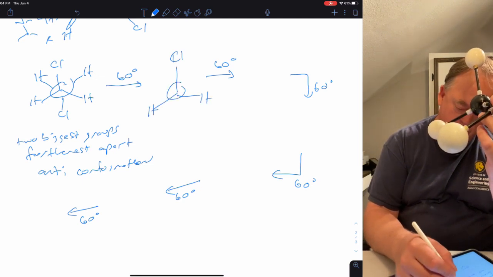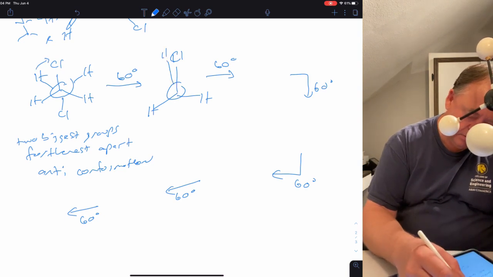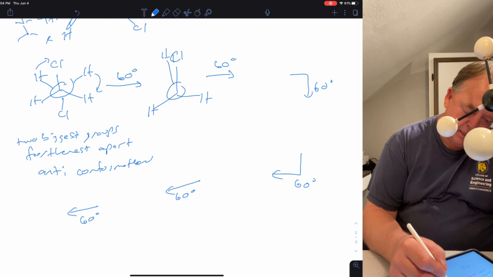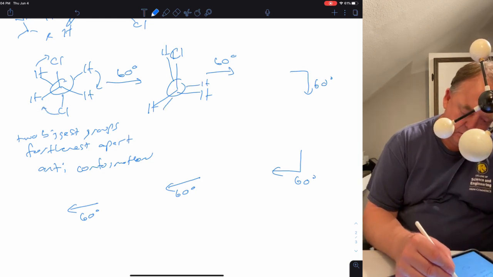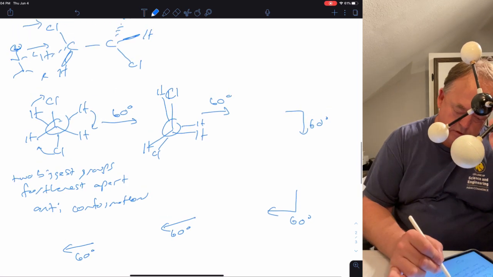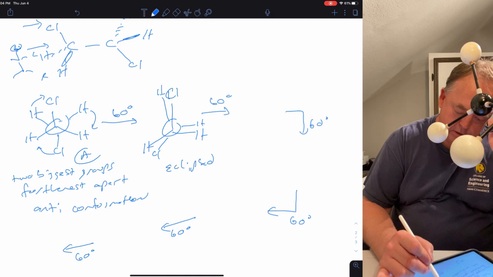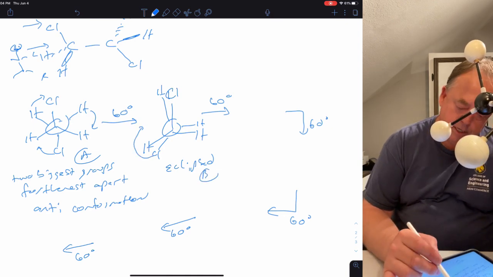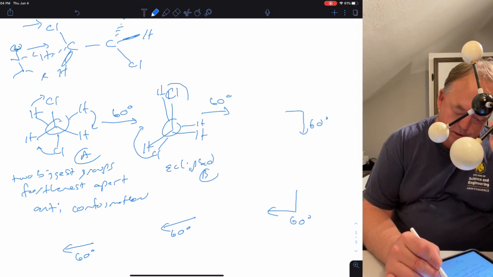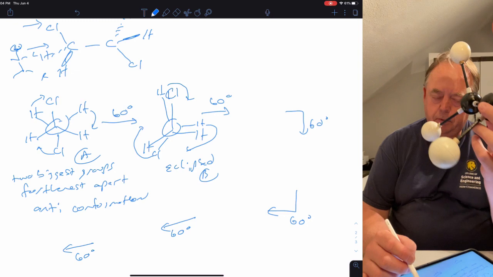So we'll keep the front the same, rotate the back. So this hydrogen goes behind that chlorine. This hydrogen goes behind that hydrogen. And this chlorine goes behind that hydrogen. So now we have eclipsed. So we'll call this A, we'll call this B, and then 60 more degrees. So then this chlorine's going to rotate into that space, and this hydrogen will rotate into that space, and this hydrogen will rotate into that space.